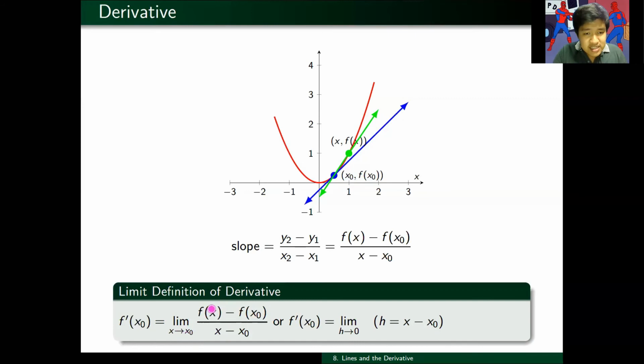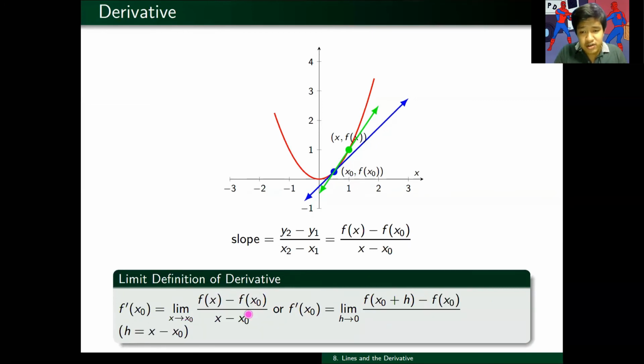Tapos itong x sa loob ng f of x, pag nilipat ko yung x0 dito, I get f of x0 plus h. Yun yung katumbas ni x. Itong f of x0, it remains the same. Tapos itong x minus x0, well, it's just your h. Okay, so this is another form of the limit definition of your derivative. So the slope of this line is just the limit of this, just this limit. Okay?